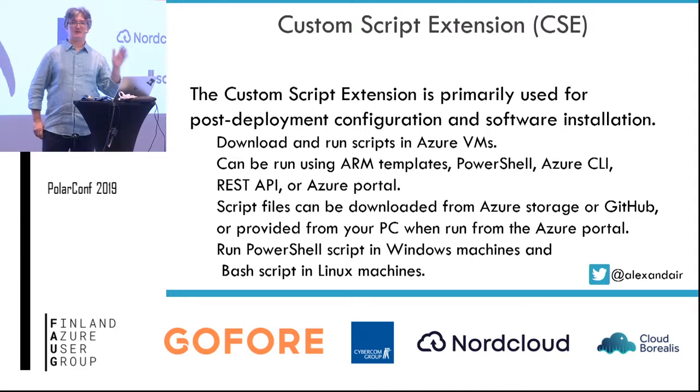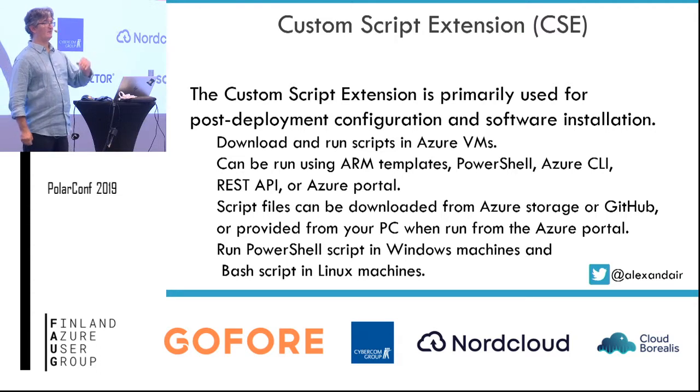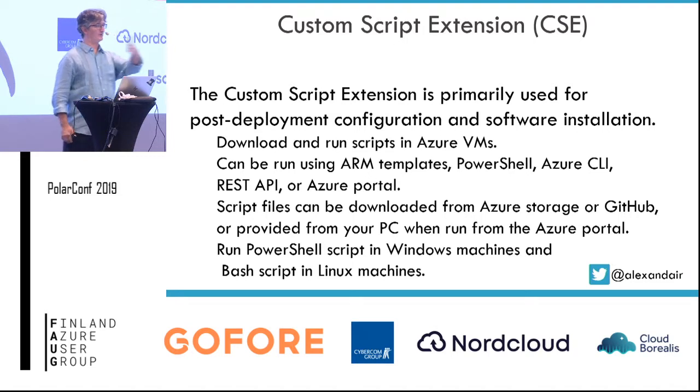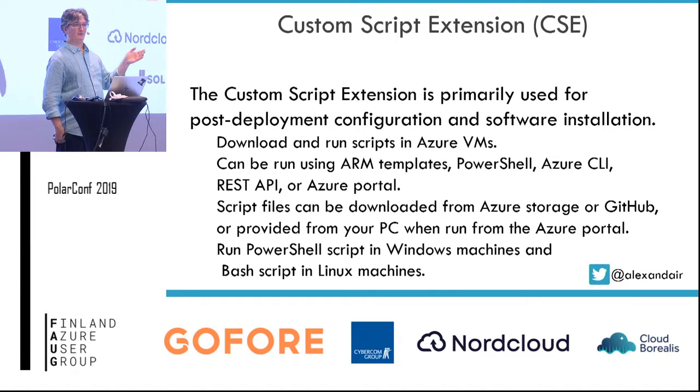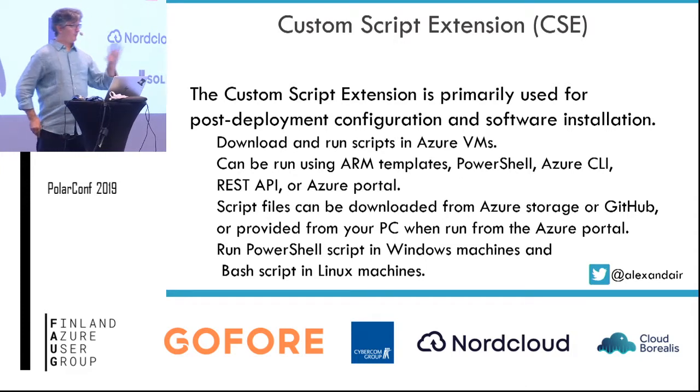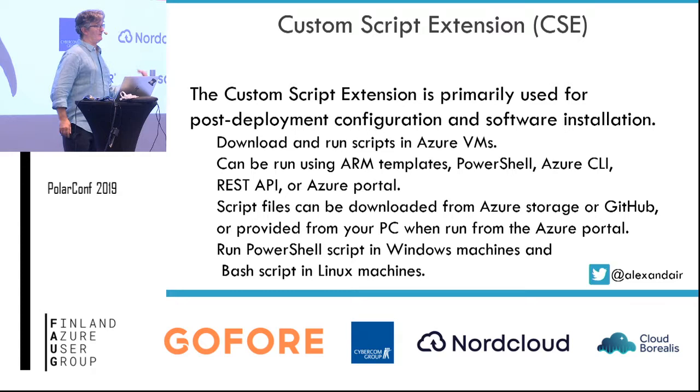The custom script extension is actually used more for post-deployment, if you want to run your own custom PowerShell scripts on Windows or Linux or Bash scripts on Linux. It can be used in all deployment methods: with ARM templates, with Azure PowerShell, Azure CLI, with the REST API, all through the Azure portal. If you use Azure portal, you can actually even use your local file. If you use the other systems, then the file needs to be available from, let's say, Azure storage or from a GitHub repo. And then it will just download and run scripts on it.